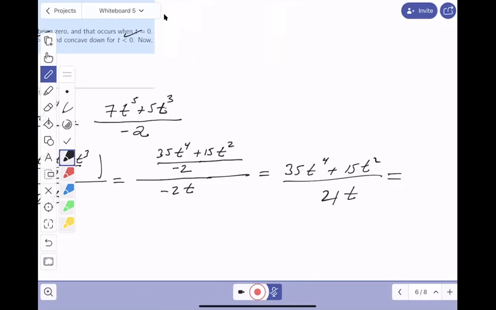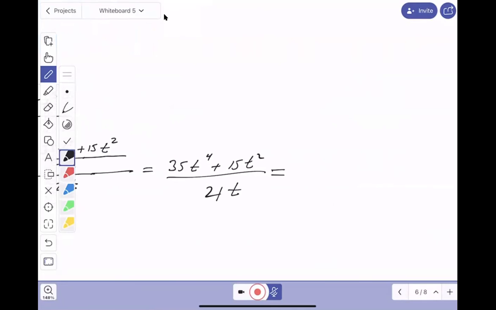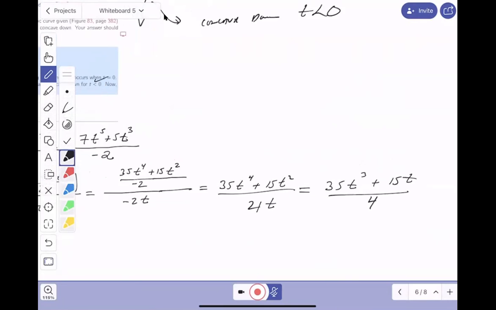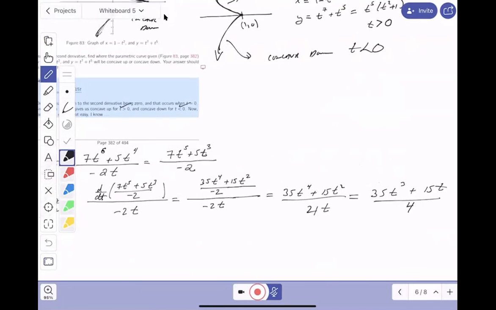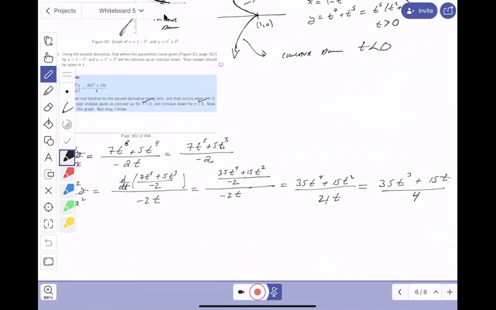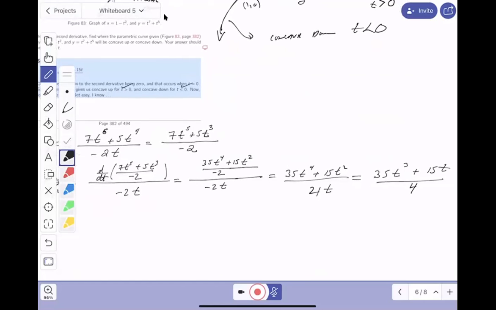Let's see if I did that right. Yeah, I did okay. And then when you get over here, 35 t cubed plus 15t over 4. Wow, a lot of work. See if I got the right derivative. 35t cubed, 15t. Yeah, did good. So if someone says, oh my God, I even forgot why you even did that.